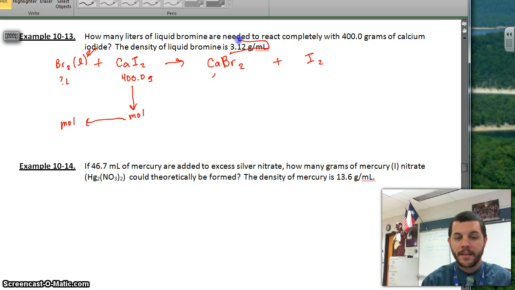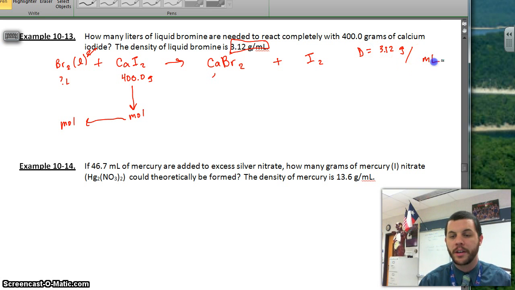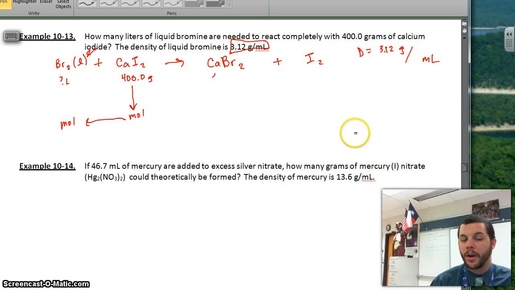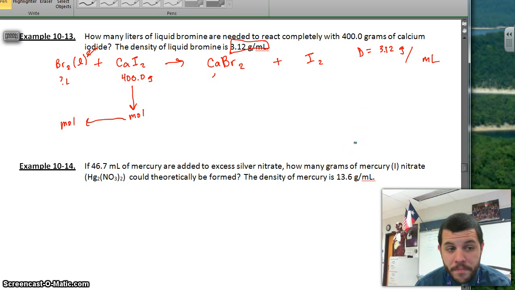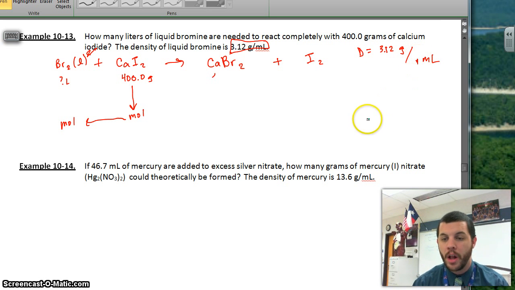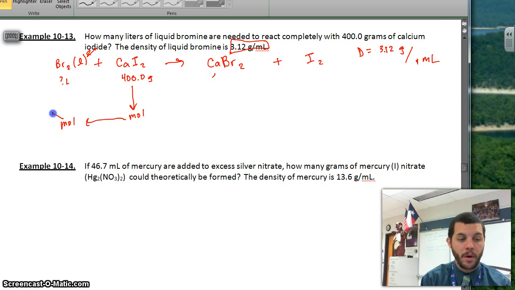However, I do have one more very important piece of information. I have the density. Okay, now this says that the density is 3.12 grams per milliliter. Now let's ask ourselves a question. Is this 3.12 grams per 44 milliliters? 3.12 grams per 112 milliliters? No, of course not. It's 3.12 grams per 1 milliliter. Okay, and I'm just going to leave that one kind of small because we wouldn't write it like that. But I want us to understand that there's a 1 there. Okay, so what I can do then is I can go from moles to grams, and then grams to milliliters, and then milliliters to liters.